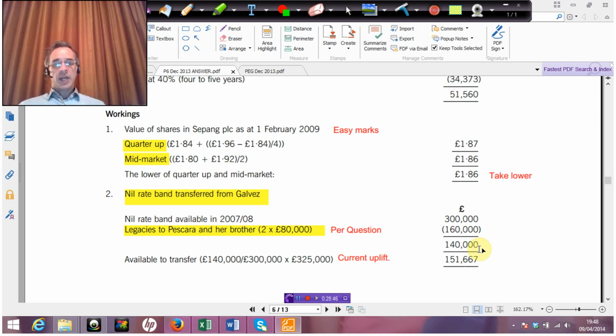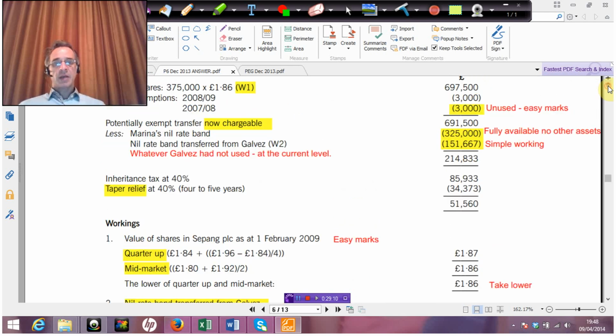Okay, so in order to see what additional amount Marina could have that was relevant to Galvez, what we have to do is to see how much he didn't use, which is 140, take that over as a proportion over 300, and then multiply it at current year levels at the 325 level. In effect, a current uplift. Okay, and that's where we get the 151,667.